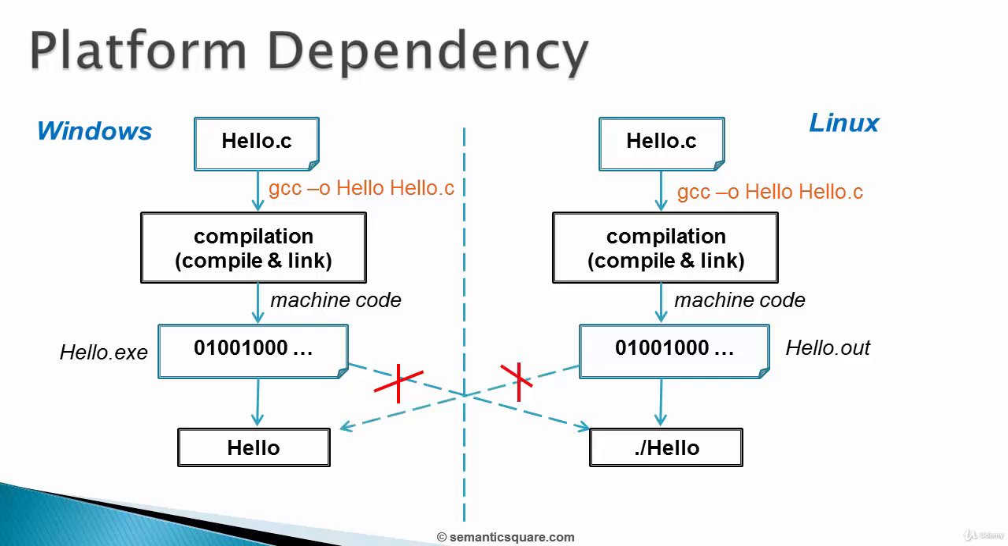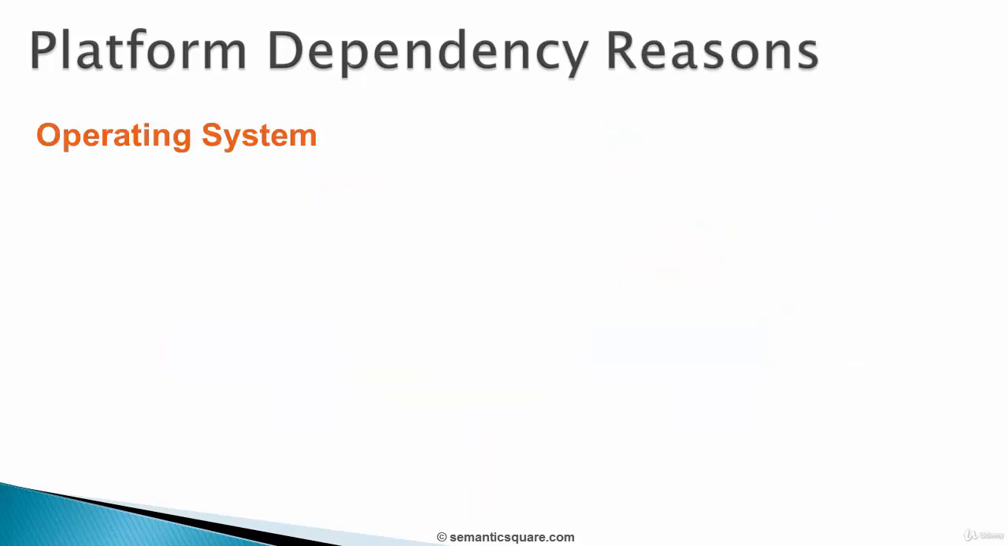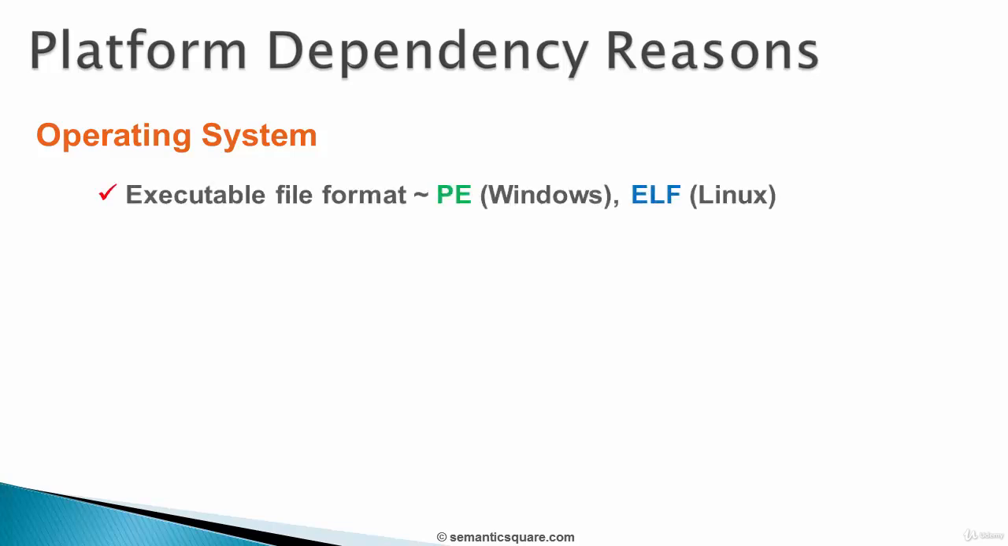Similarly, the hello executable generated on Linux cannot be executed on a Windows machine. You would have to recompile on Windows. So the generated executable is specific to the operating system. So platform dependency has to do with the operating system, and one main reason is the format of the executable file generated. Okay, it is due to the file format.